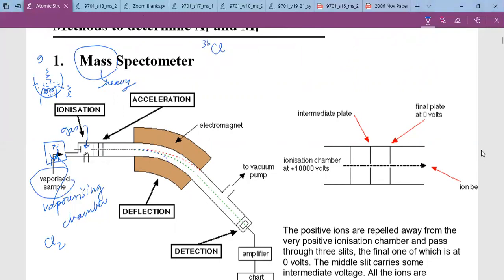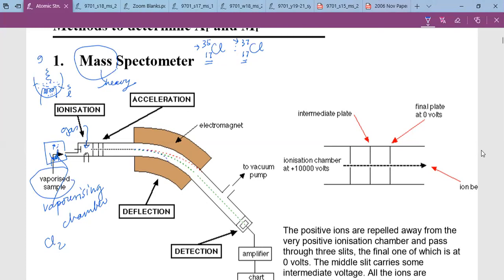35, 17 here, and what? 37, 17. Atomic number, or number of protons, is the same, but the nucleon number is different. Why? Because of the different number of neutrons. So there are only 2 in this world. They weigh differently, but they are both chlorine because each has 17 protons.